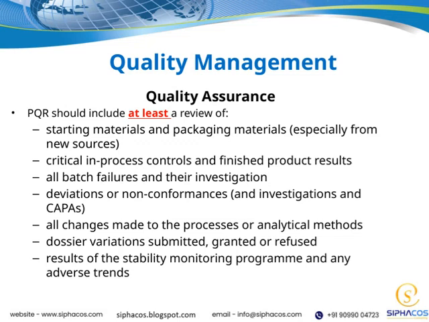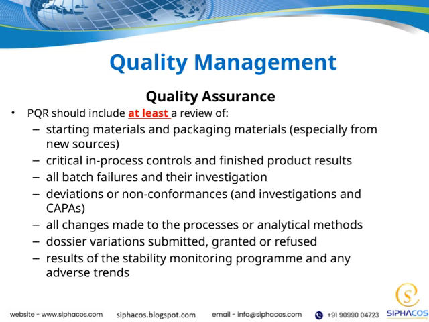Let's talk about quality assurance. When we review PQR, or product quality reviews, there are several key areas to focus on. First, we look at the starting materials and packaging materials, paying special attention to new sources to ensure their quality and consistency. Next, we examine the critical in-process controls and the results of the finished product testing, which help us confirm that our manufacturing process is on track.